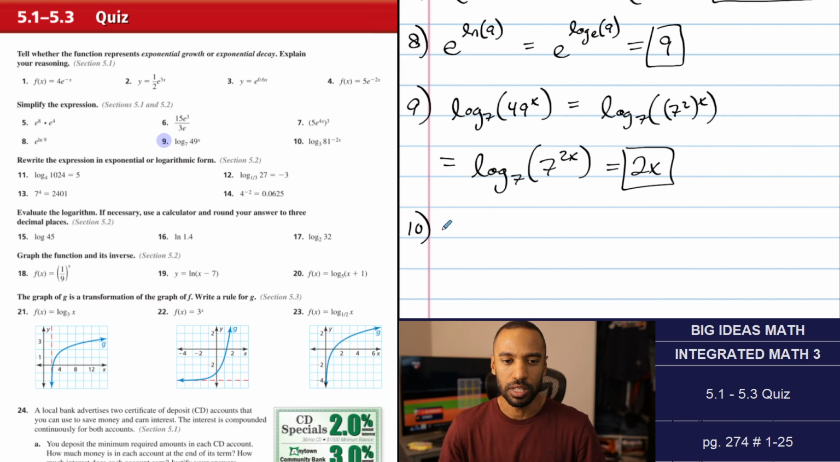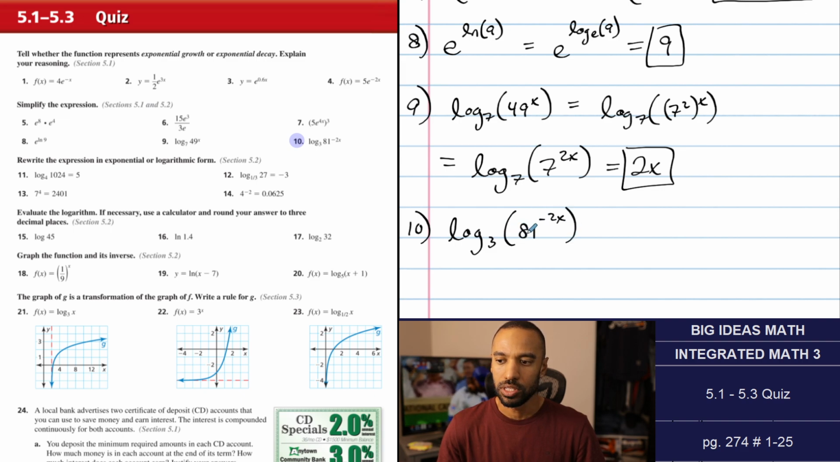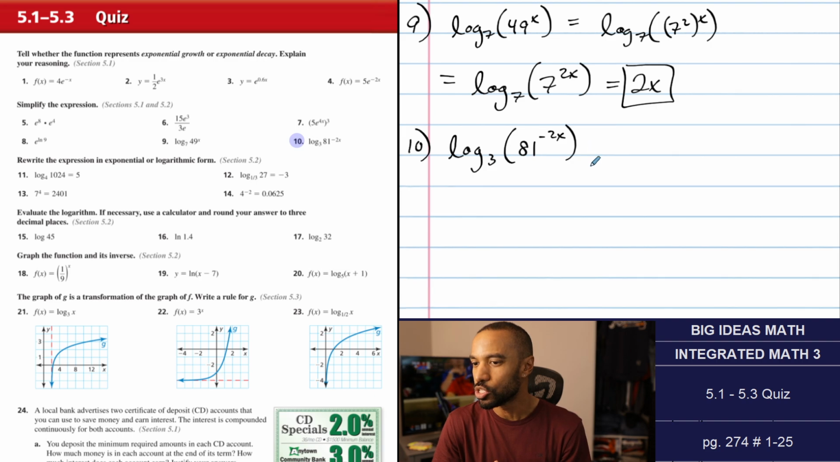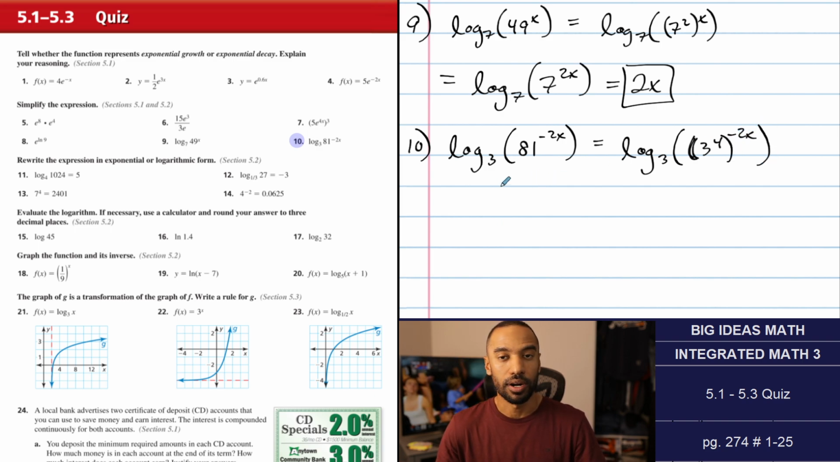Now, number 10 is really no different than number 9 when it comes to what we're talking about and the process. It's really quite the same. Log base 3 of 81 to the negative 2x power. Once again, if I can turn 81 into 3 to a power, that can definitely help me, given which properties you do know. And 81 is 3 to the 4th power. So I can turn this into 3 to the 4th, still raised to the negative 2x. Negative 2x times 4 is negative 8x. So this becomes log base 3 of 3 to the negative 8x power.